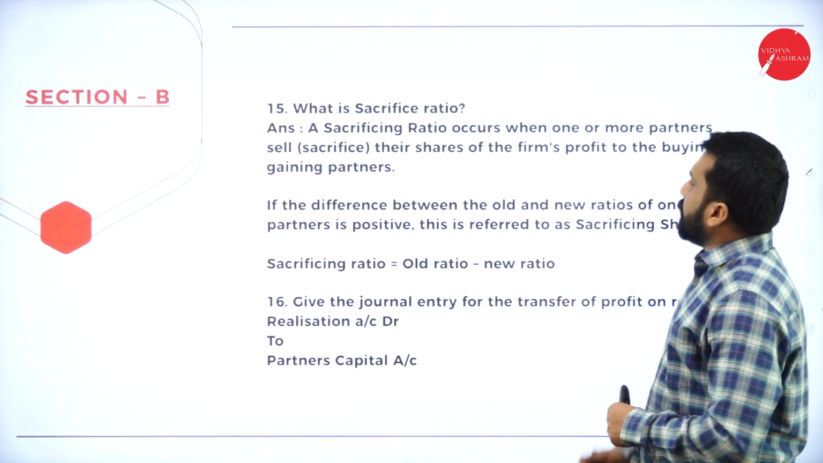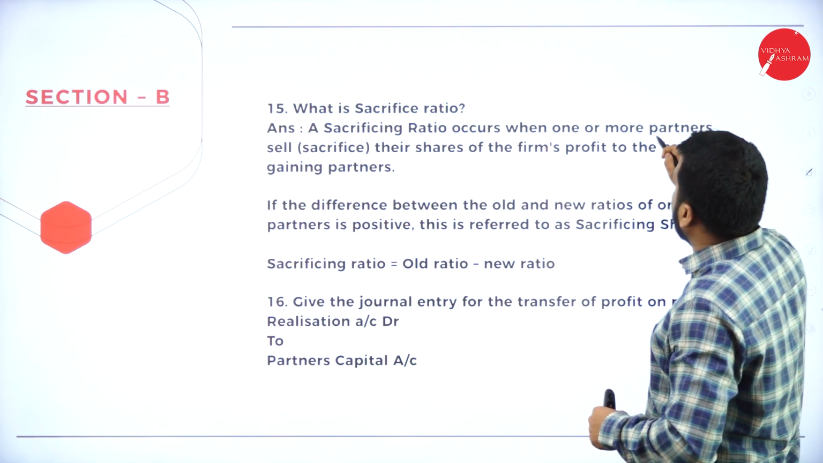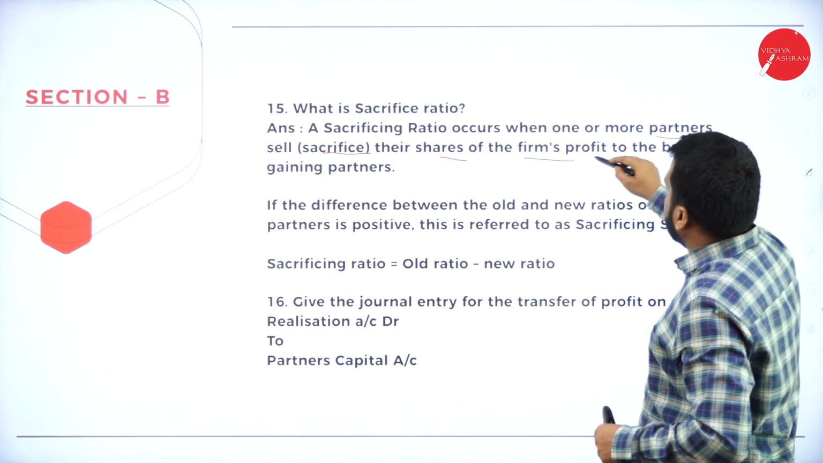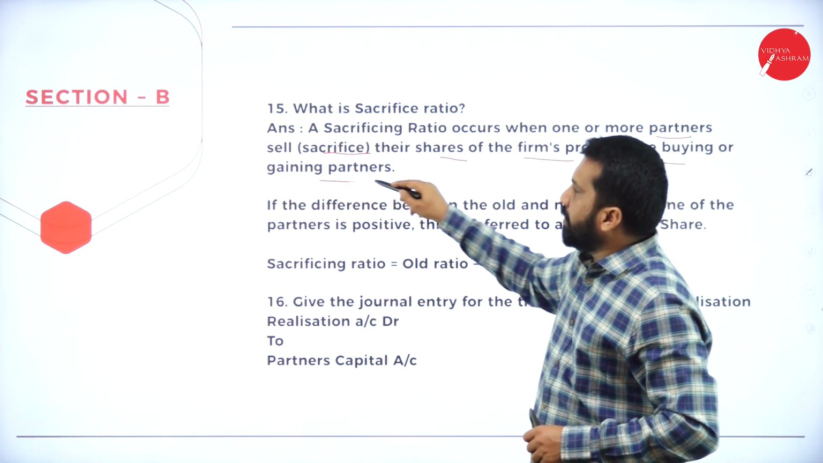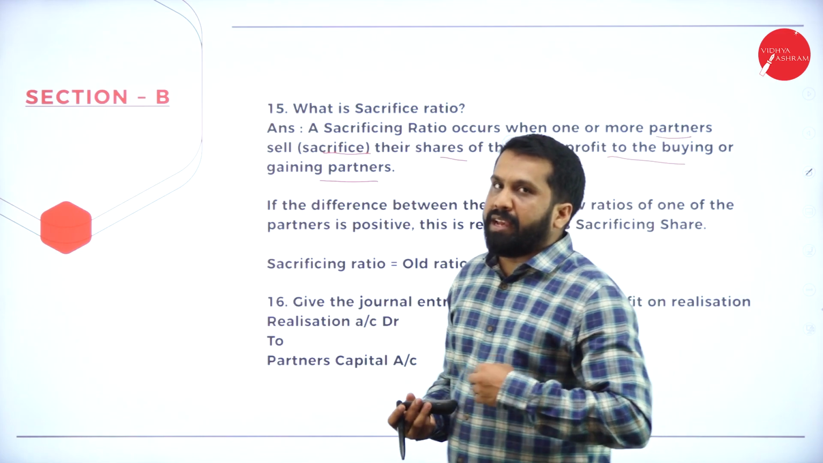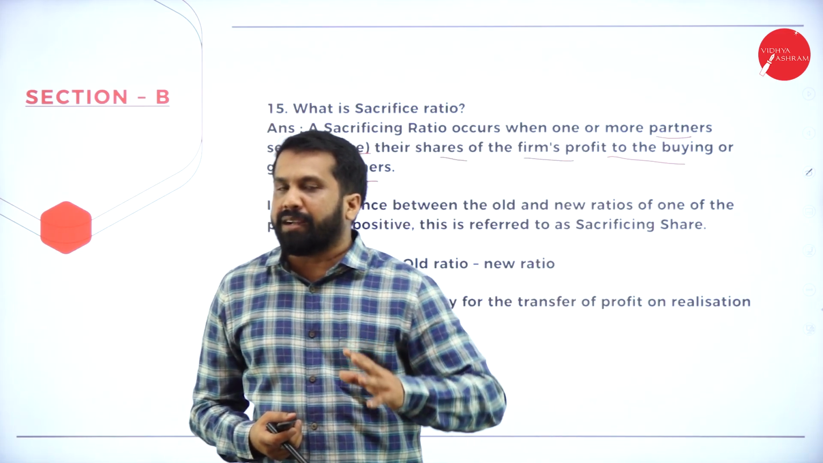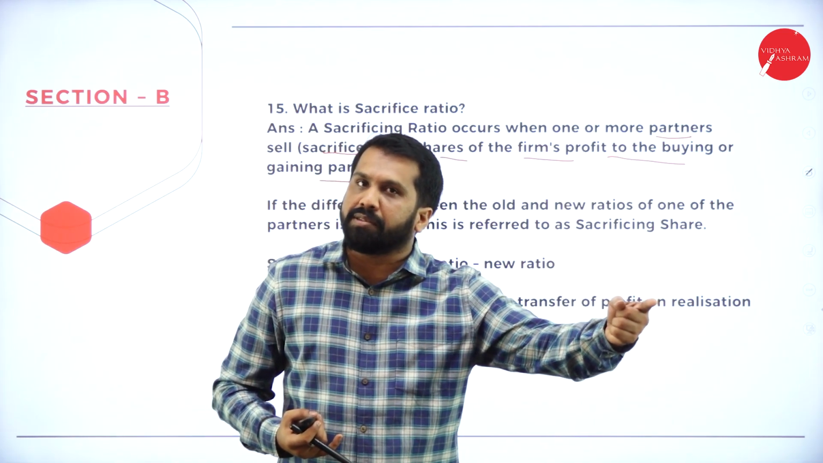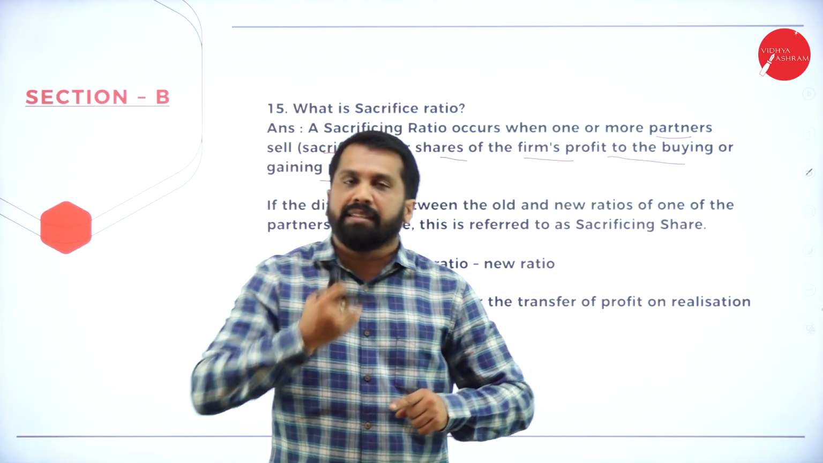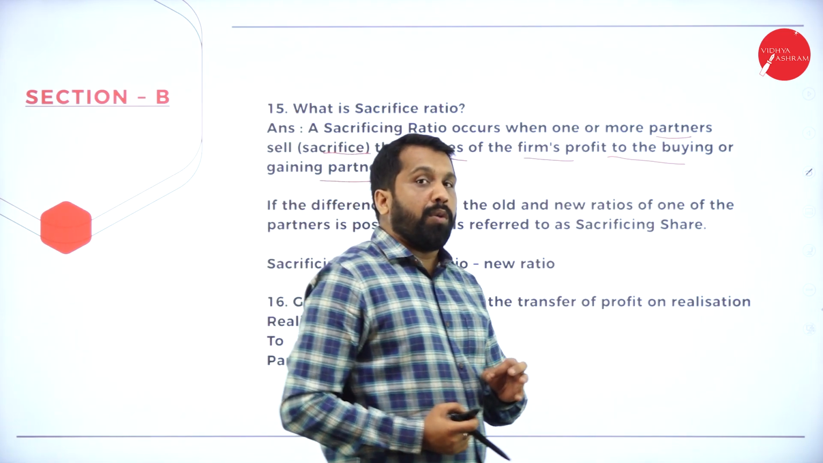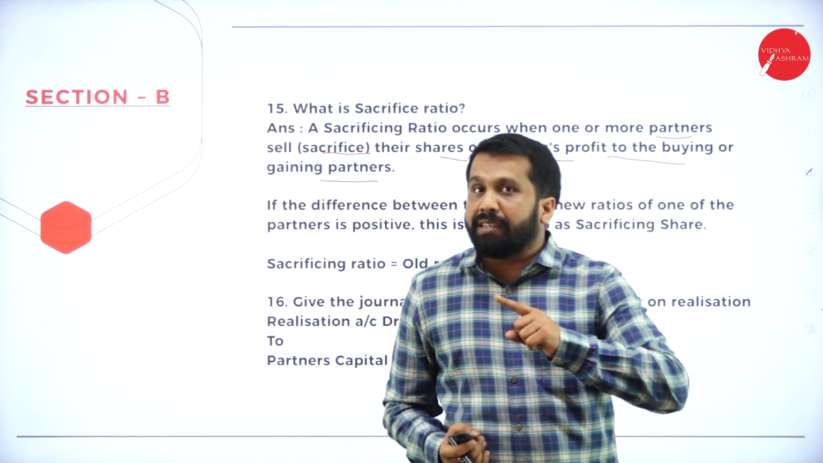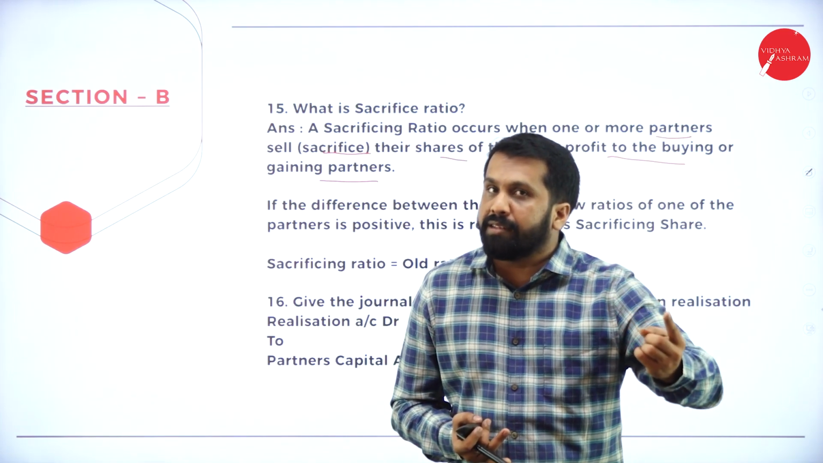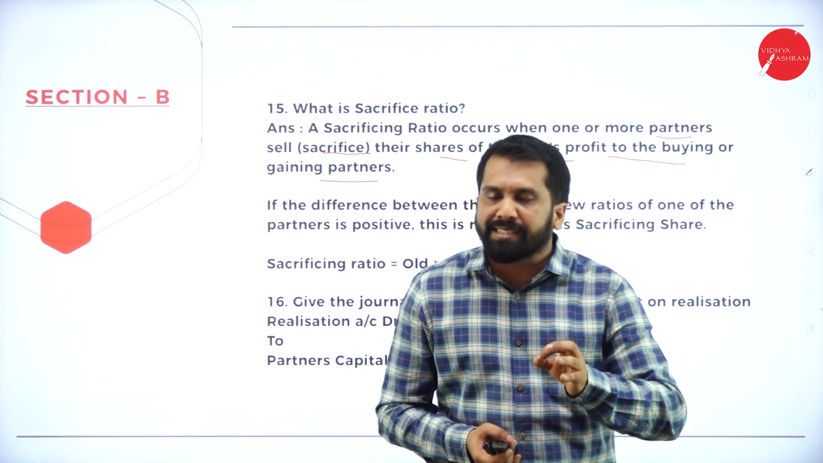What is a sacrificing ratio? Sacrificing ratio occurs when one or more partners sell or sacrifice their shares of the firm's profit to the buying or gaining partner. What is sacrifice? Me and you are partners. We are adding one more partner. Whatever we were sharing with each other, we have to give it to that person also. We are sacrificing. That is called sacrificing ratio. Whatever we were getting, part of the income or part of the gain, we will give to somebody else, a third person. That is called sacrificing ratio.